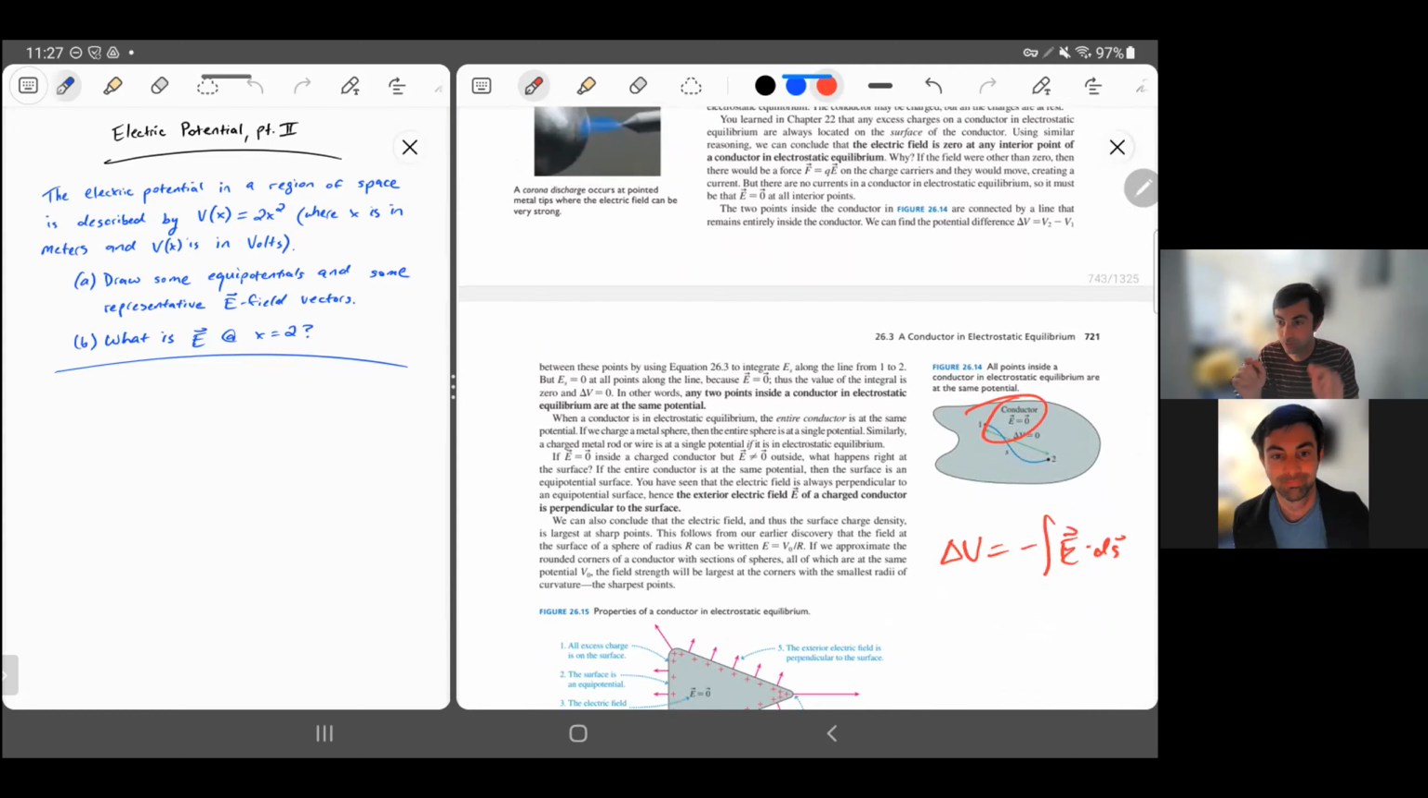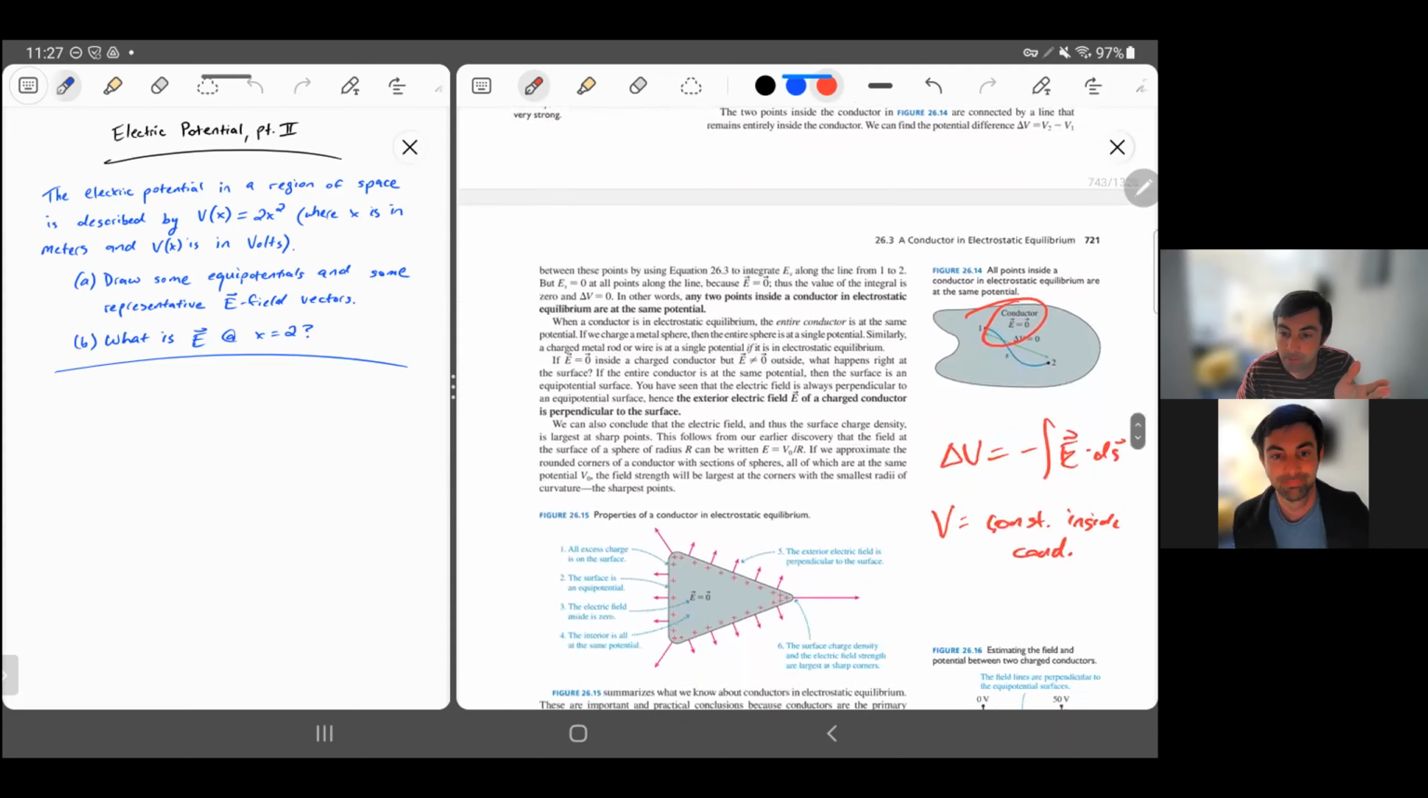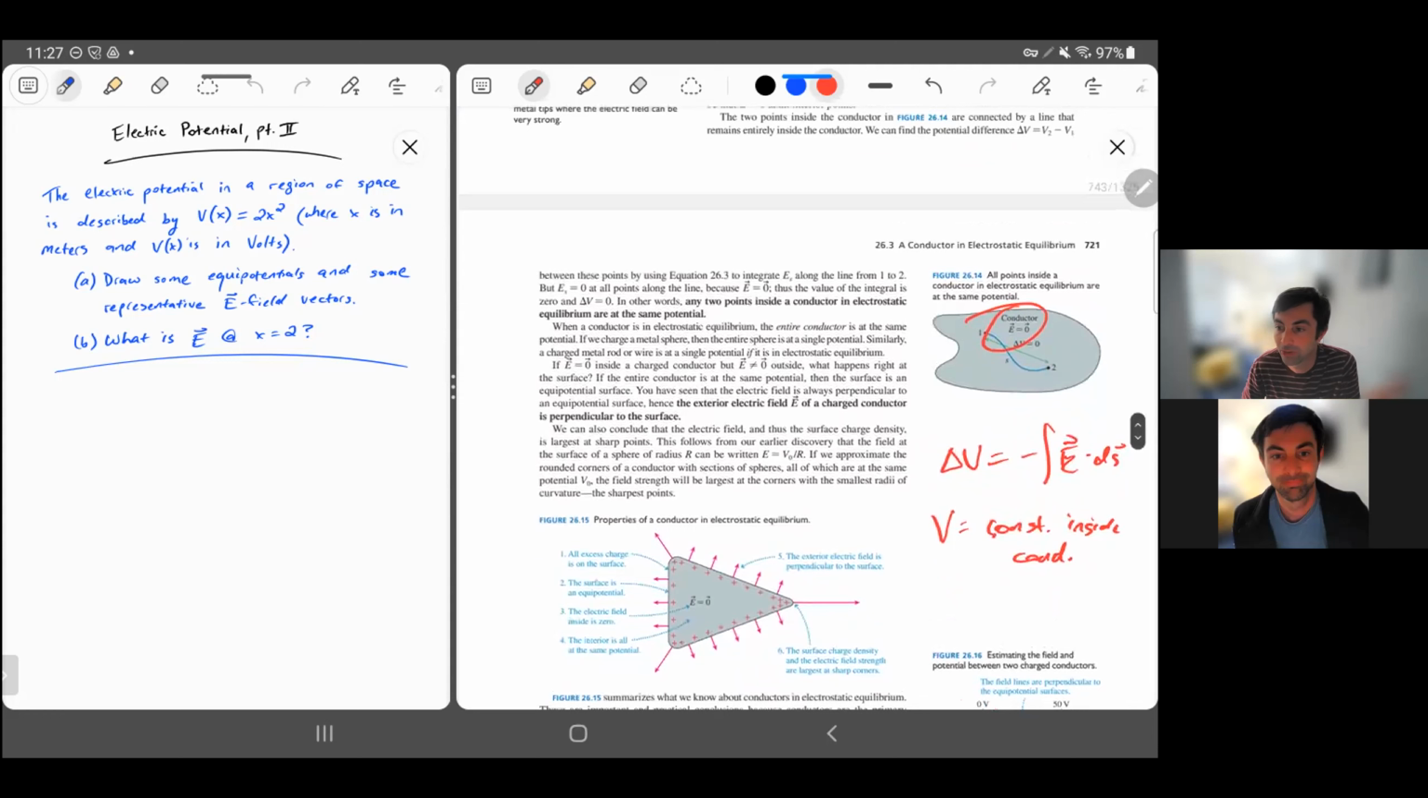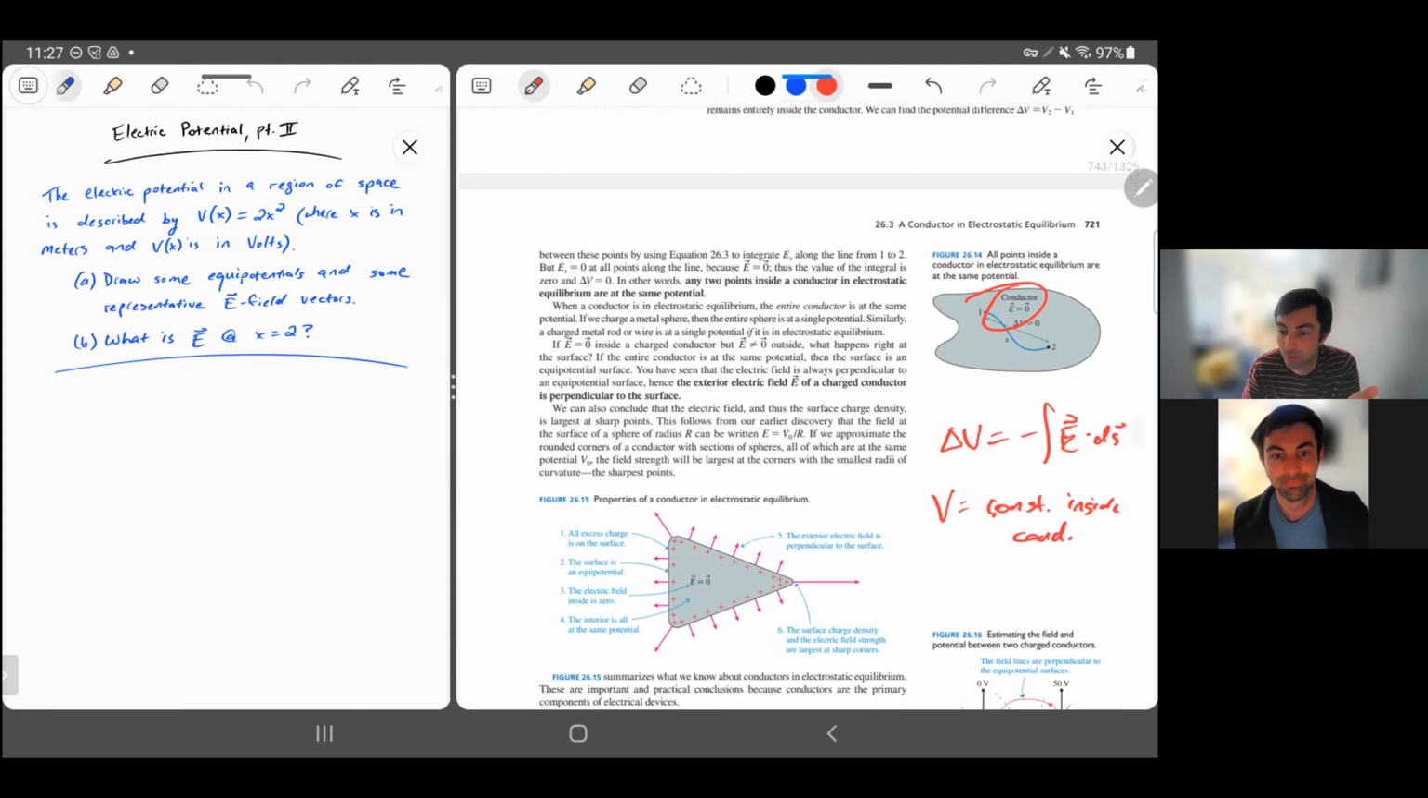So delta V from one point inside a conductor to another is 0. Which means V is constant. V is constant inside a conductor. So everywhere on the piece of metal is at the same electric potential. Not only on the surface, but also inside the whole interior of the metal. They all have the same constant value of the electric potential.